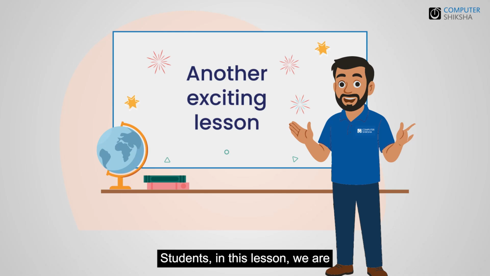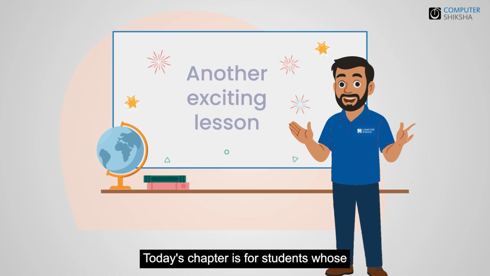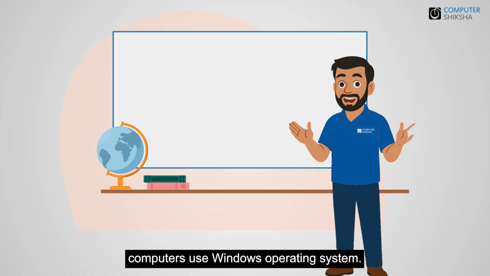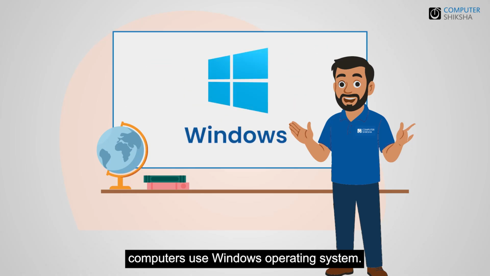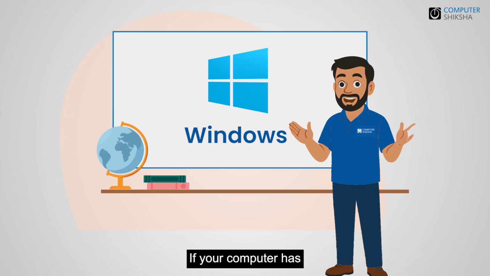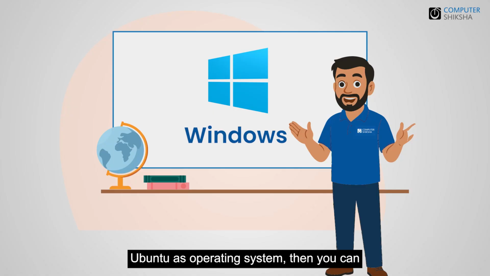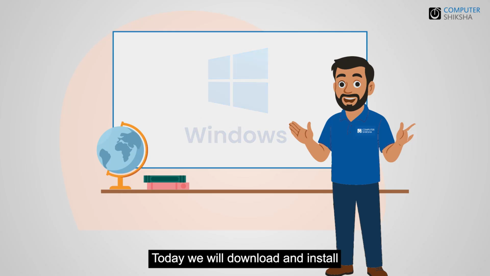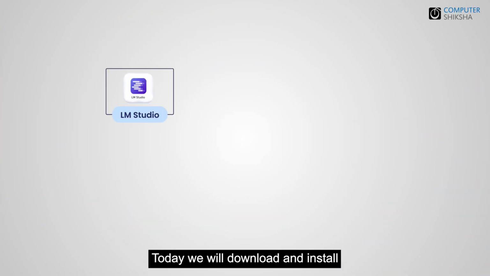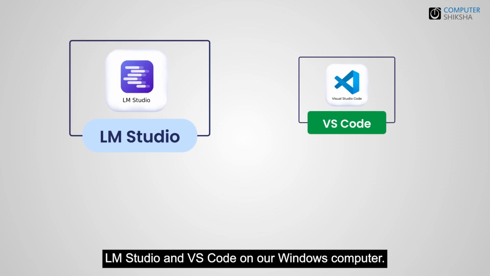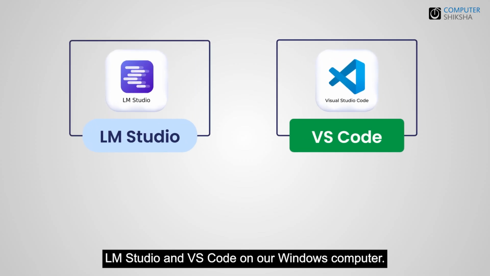Students, in this lesson, we are going to do something very important. Today's chapter is for students whose computers use Windows operating system. If your computer has Ubuntu as operating system, then you can go to chapter 4 of this course. Today we will download and install LM Studio and VS Code on our Windows computer.